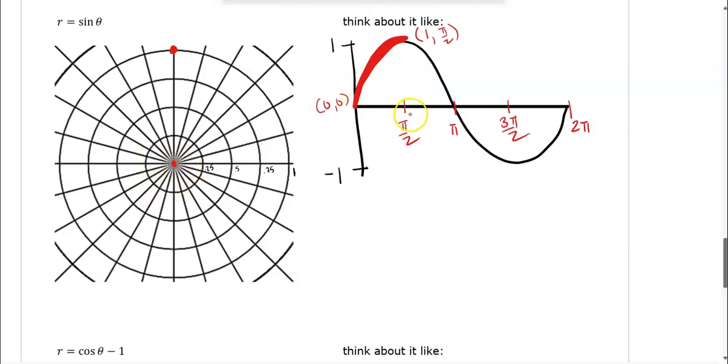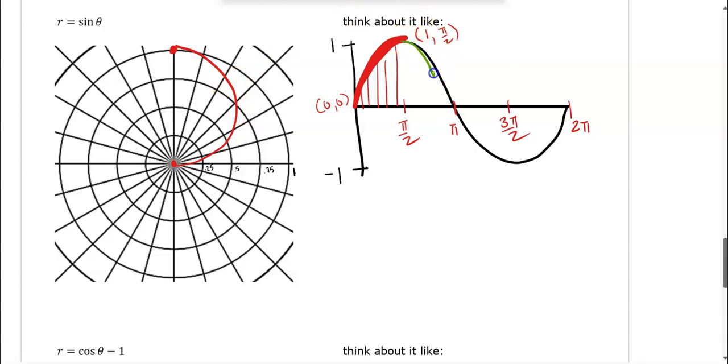Now, 0 to pi over 2, that's my first quadrant, right? So I've got to connect these 2 dots through my first quadrant with a curvy shape, because as I'm going from 0 to pi over 2, my r value is doing what? It's getting larger. So I've got to go out to get that. Let me draw that a little bit better. Okay, so I get that. All right, let's do my next one.